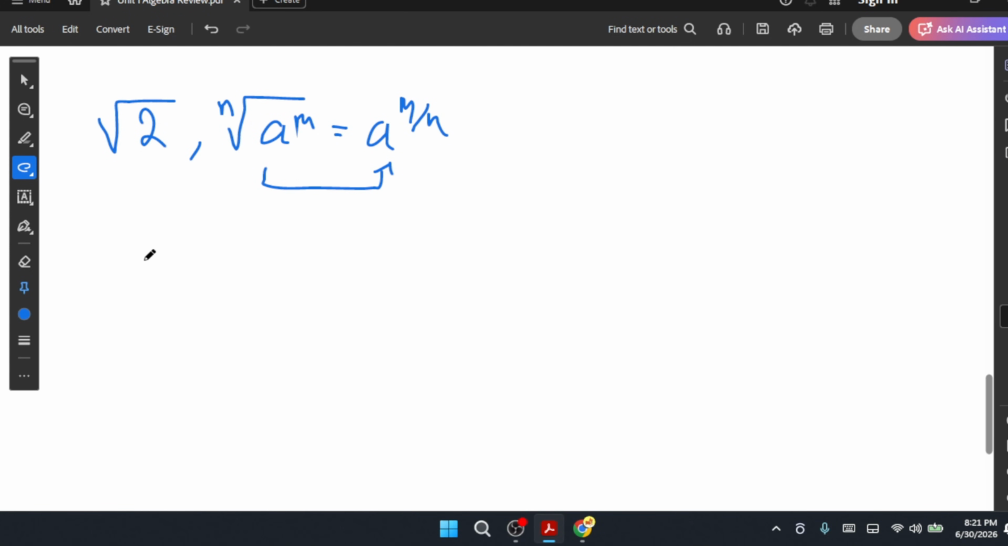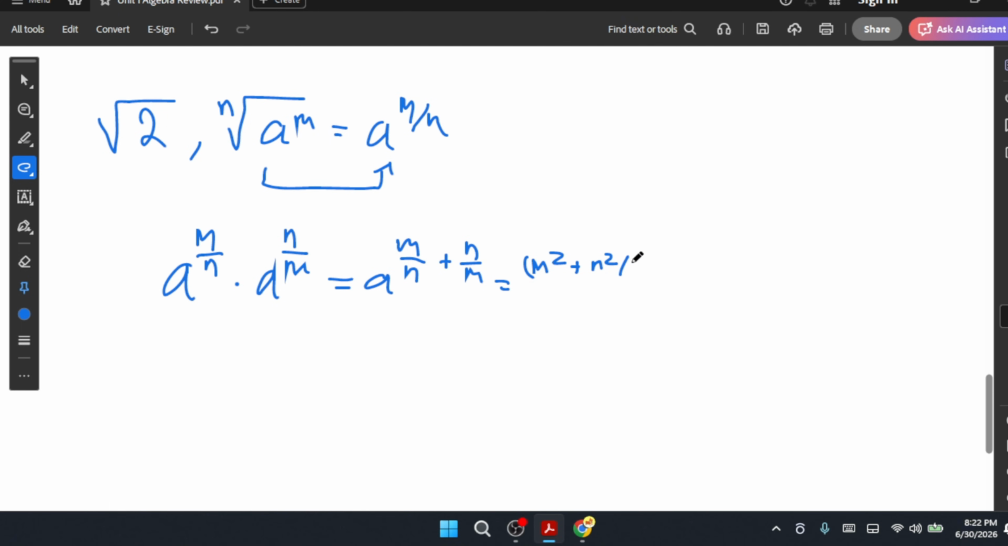For example, if we have the same base, a to the power of m over n times a to the power of n over m, we don't multiply the exponents, we add them. So a to the power of m over n plus n over m, which means m squared plus n squared, all divided by nm.